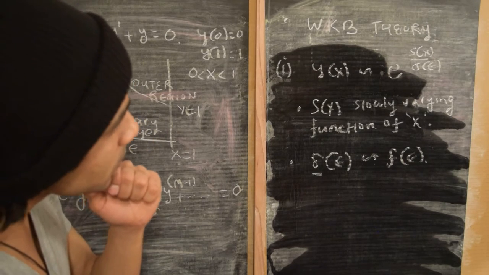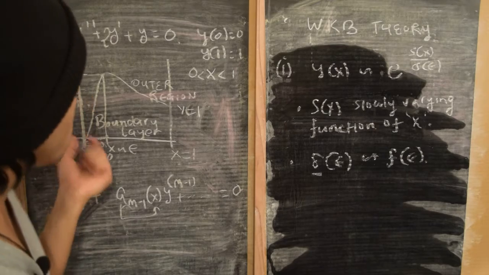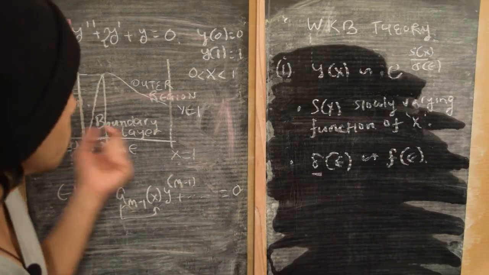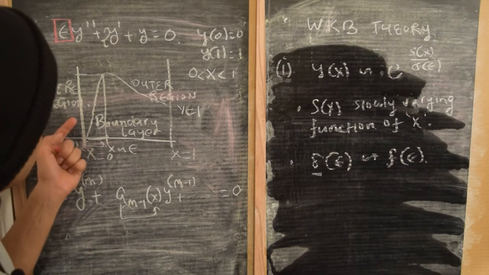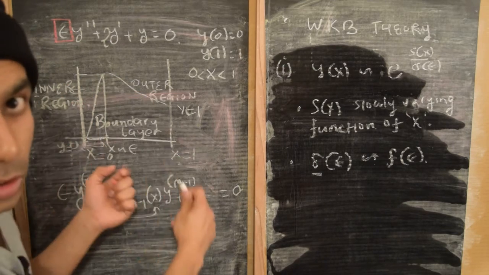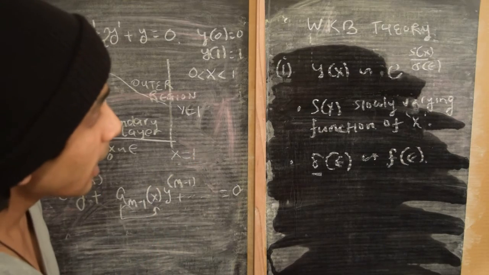Now, the WKB theory is actually far more general than just a tool to characterize regions of sharp transition in a solution which is exponentially increasing or decreasing, which happens to be the case in this particular example.